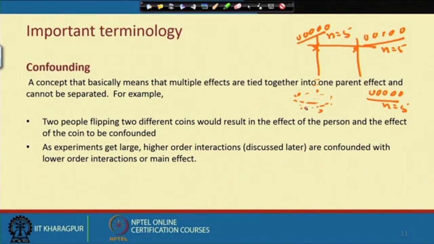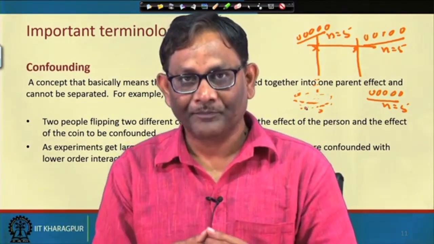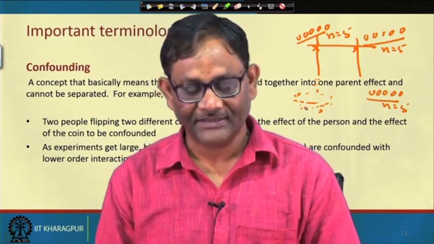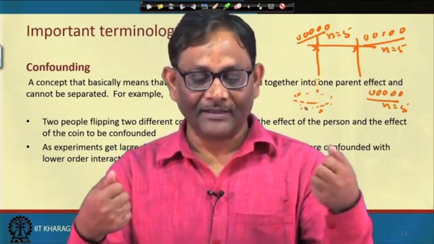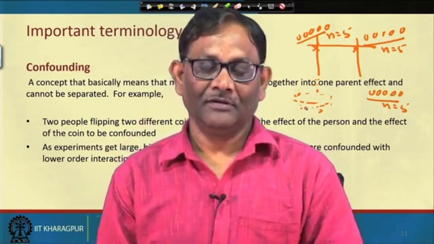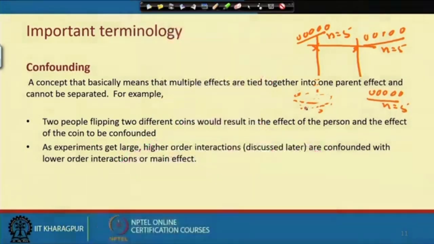In this experiment, you take the outcome into consideration, do some kind of analysis and finally take some actions. In that case, the people and the coin are confounded, you cannot separate them out. This situation is known as confounding. Later on, when you go for higher order factorial designs, I'll let you know how the different interaction effects are confounded with other interaction effects as well as with main effects.